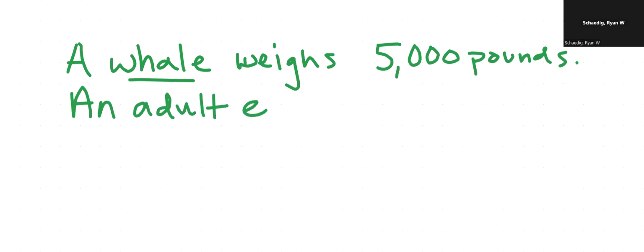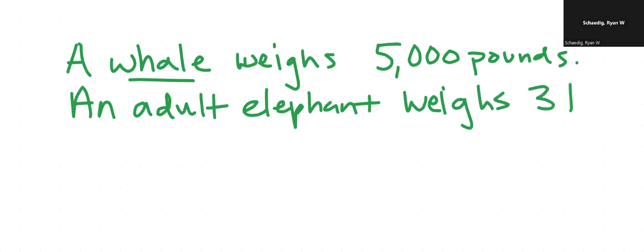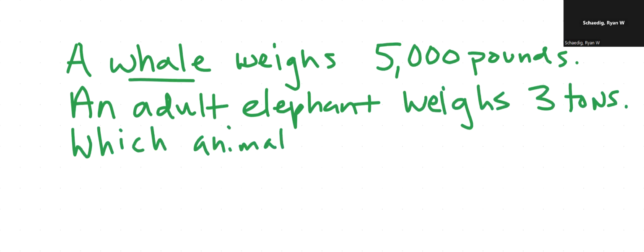I don't know about the whale. Maybe it's a baby whale. I don't know what kind of whale. Beluga whale. And killer whale or an orca, I guess would be the right name for that. Whatever. But an adult elephant, I guess this doesn't matter, weighs 3 tons. Okay. Which animal, this is the question now, which animal weighs the most?